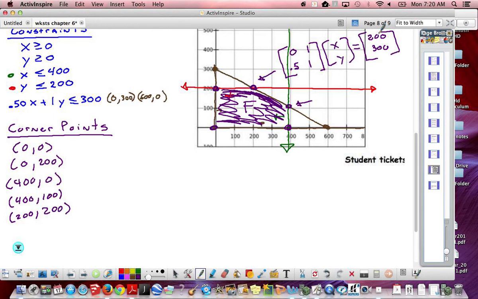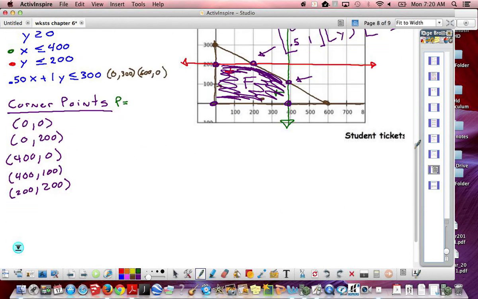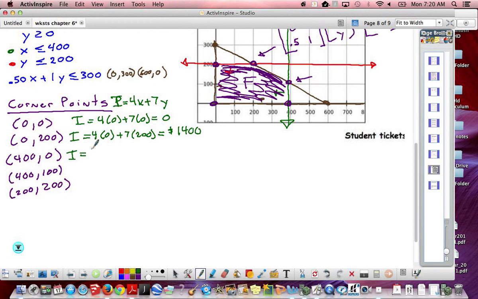So now, plug it into the objective function. Again, our objective function, if I go back up top, I think was 4x plus 7y. Yep. 4x plus 7y. Sorry, it's income, not profit. So on the first one, 4 times 0 plus 7 times 0 is 0. On the next one, 4 times 0 plus 7 times 200 is 1400. The next one, the income, is 4 times 400 plus 7 times 0, which is 1600.